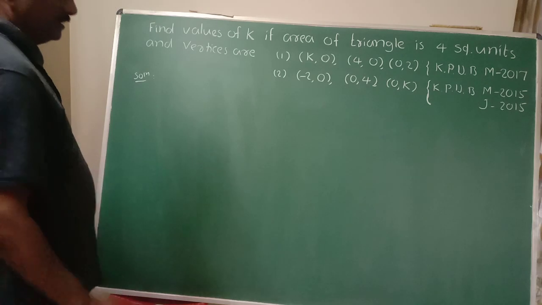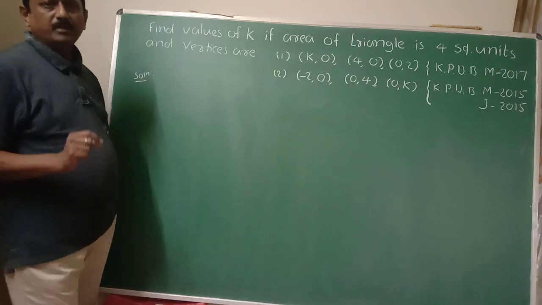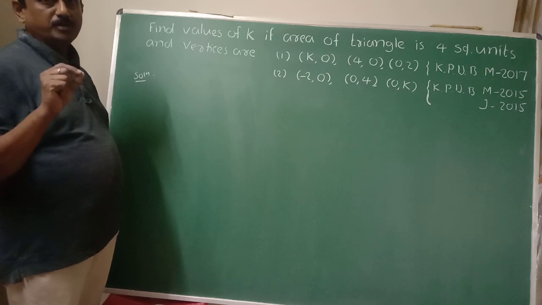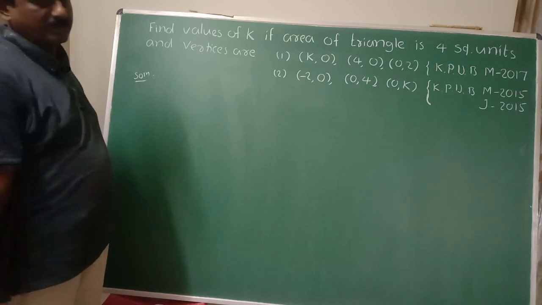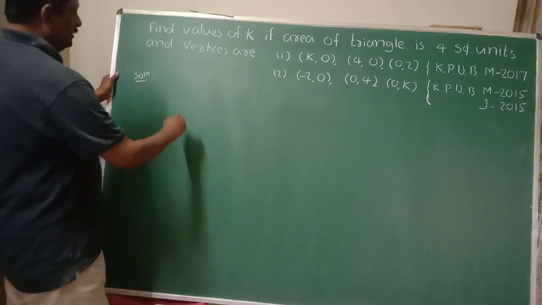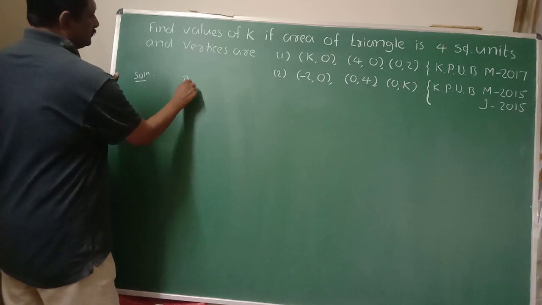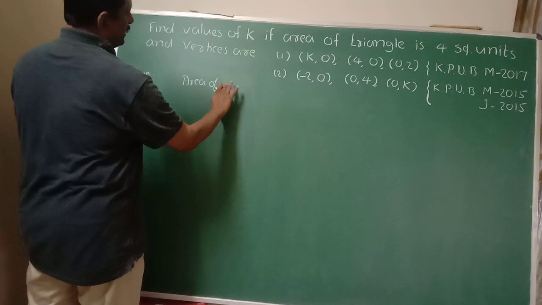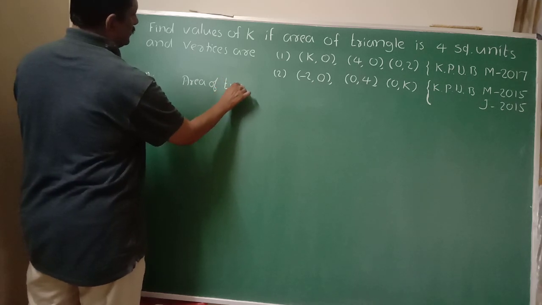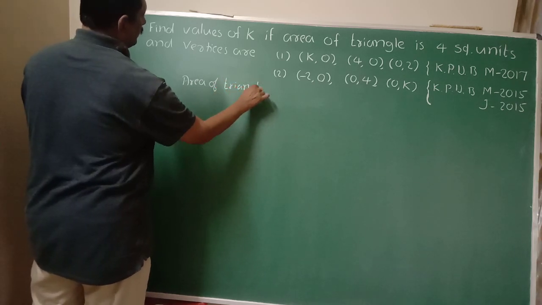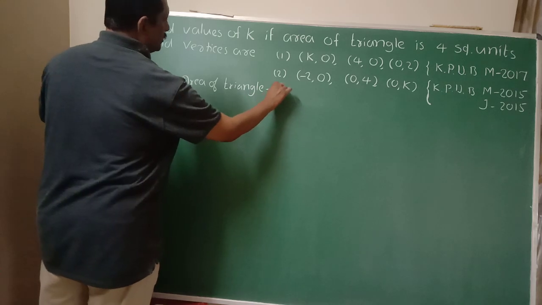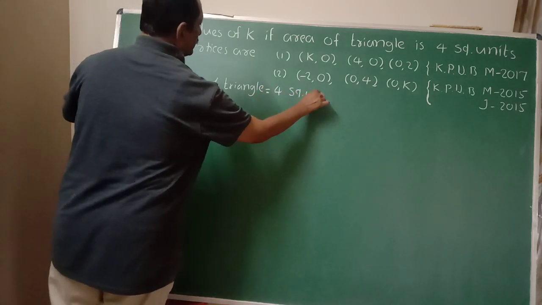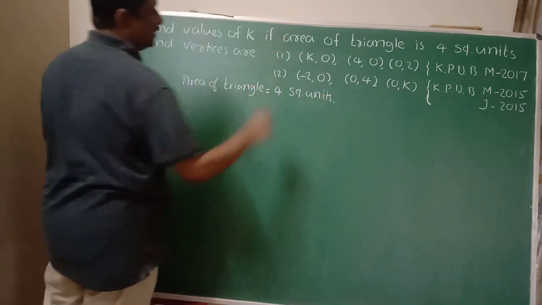There is a remark here: if the area is given, in that case you take both positive as well as negative values. So the area of a triangle is equal to 4 square units, as already given.